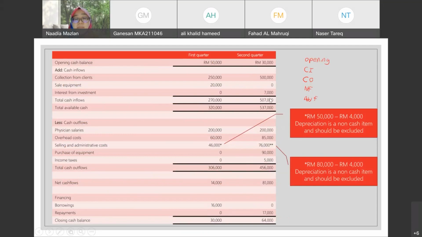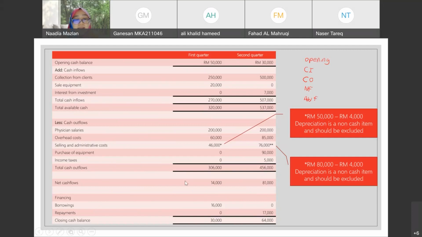So this 30,000 goes to the second quarter. Then you add it all up back, then you got your total available cash. And then you add up all your cash outflow, then you got your total cash outflow. Then you minus to get your net cash flow, which is CI minus CO. So 537 minus 456, you get 81,000.